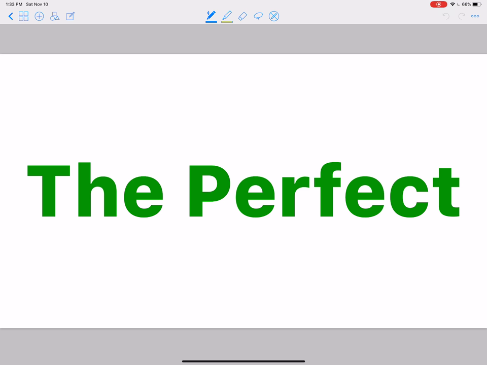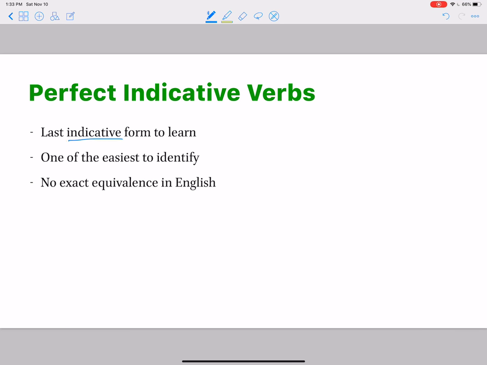So today we're in chapter 25 and we are talking about the perfect. This is the last indicative form that you're going to learn ever. Well, there's one more. It's called the pluperfect, but we're not going to really cover that today. The perfect is really easy to identify. We're going to see that we have the tense formative kappa alpha, and then we're also going to learn something called reduplication. These are the two things that are going to help us identify the perfect.